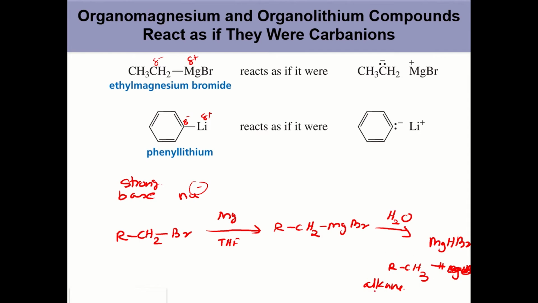So this is not the reaction we prefer, so it is very important that we conduct these reactions under anhydrous conditions. If you have any moisture in your reaction medium, you will end up with an alkane instead of the desired product. Now most often the products from these organometallic compounds, organolithium or organomagnesium compounds, are going to be alcohols. We are going to see some of the reactions these organometallic compounds can show.